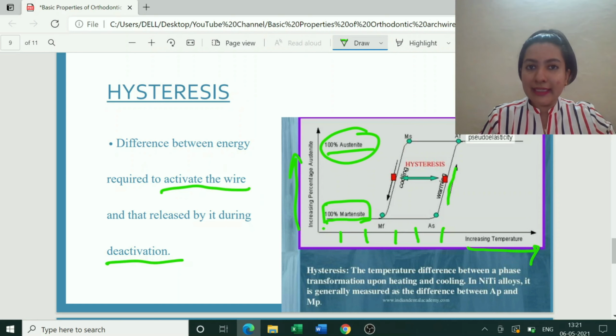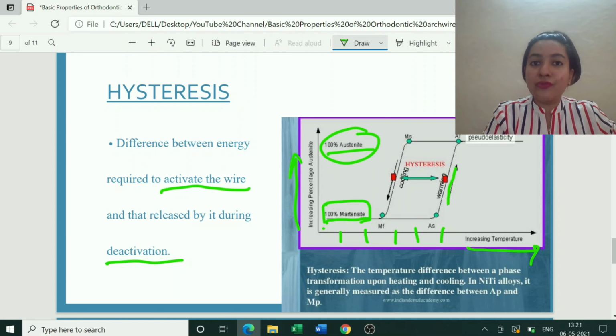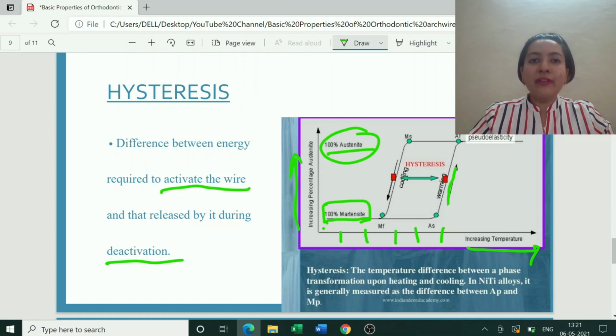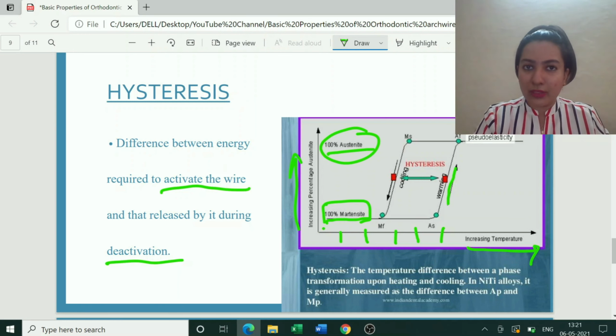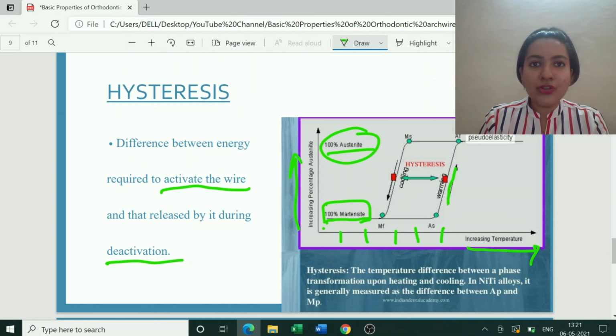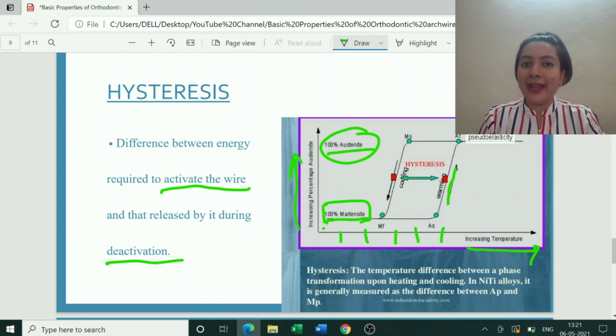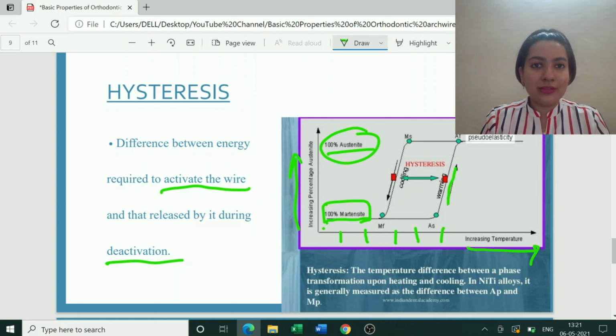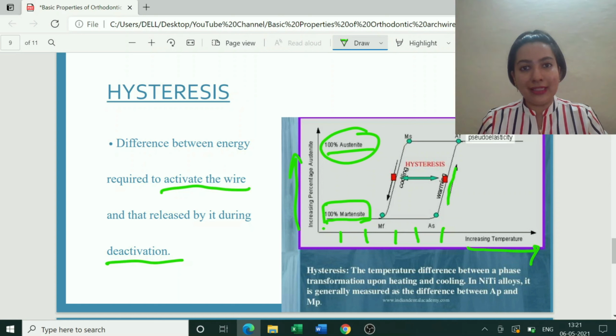So when the material is heated, there is transformation of phase. It will store energy. Whenever I'm giving a wire in the patient's mouth, I'm activating the wire. How do I activate it? By putting energy into it. I put my energy to activate the wire, so the wire will store the energy. As soon as the tooth movement starts and the correction starts happening, energy is released. That energy is getting utilized and released, which is bringing about the tooth movement.